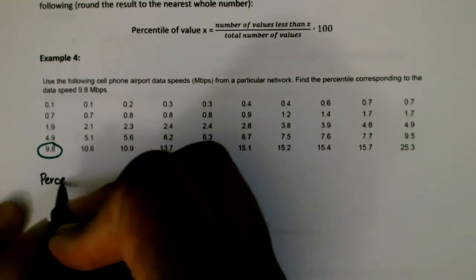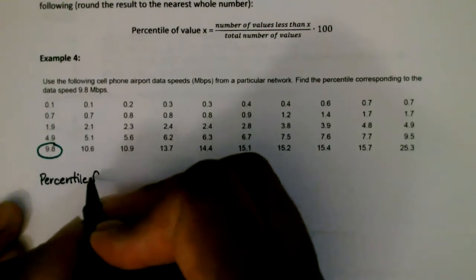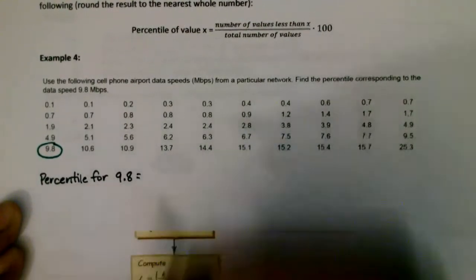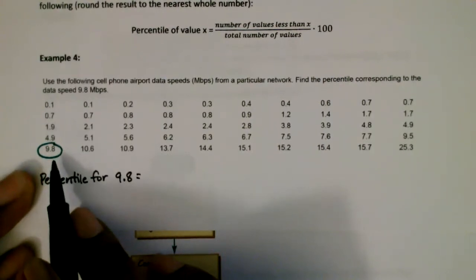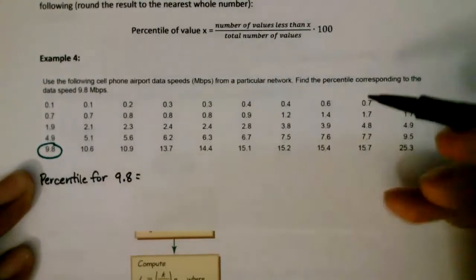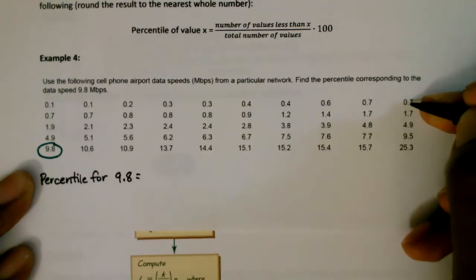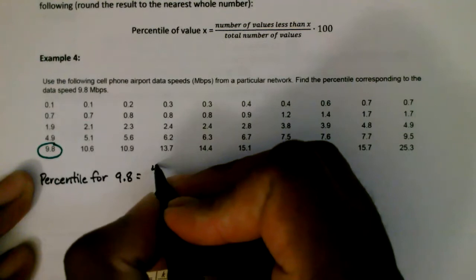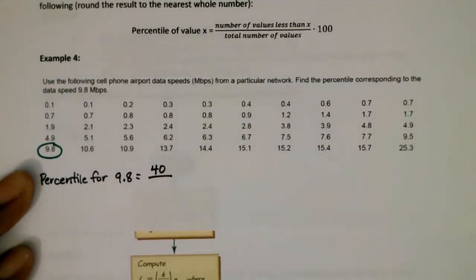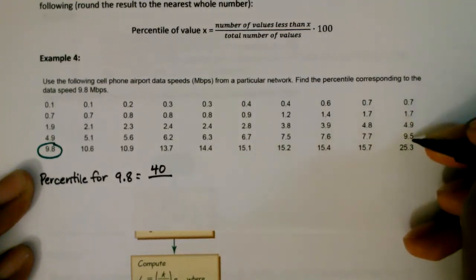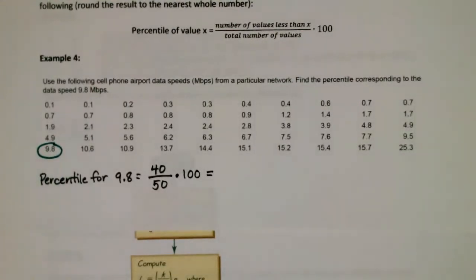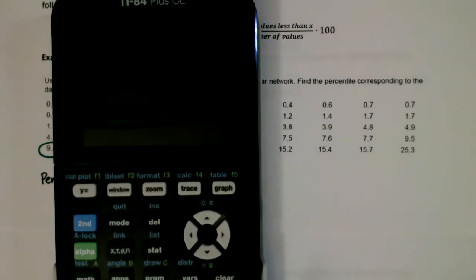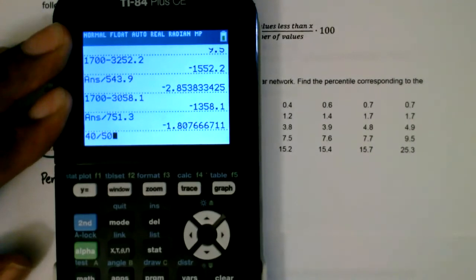So to find the percentile for 9.8, the numerator is going to be the number of data values that are less than X. So here's 9.8. We need to count how many data values are less than 9.8. And as you can see here, there are 10, 20, 30, 40 values that are less than 9.8. So it'd be 40 divided by the total number of data values in this set, which is 10, 20, 30, 40, 50. Then that's going to be multiplied by 100. So in the calculator, you can do 40 divided by 50 times 100. And that would give us 80.